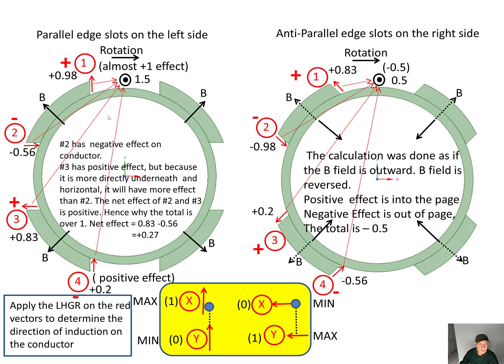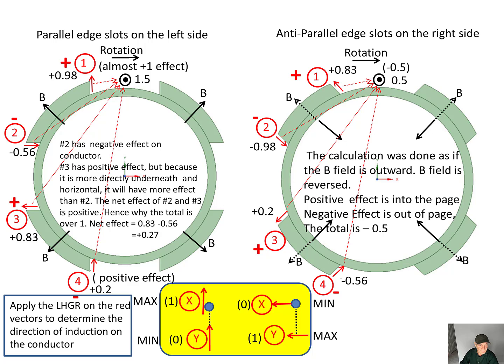So in review, just to review again, number one has almost a 0.98 effect on a conductor. But number 2 is in the reverse direction, with a negative effect on the conductor. Number 3 has a positive effect, but because it's more directly underneath and horizontal, it will have more effect than number 2. So the net effect of number 2 together with number 3 is positive, hence why the total is over 1 unit.